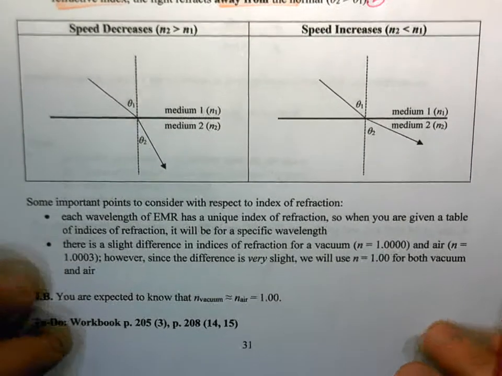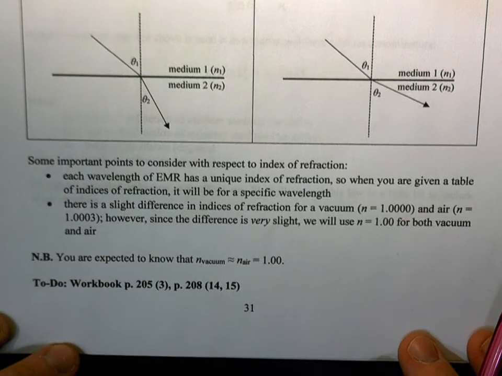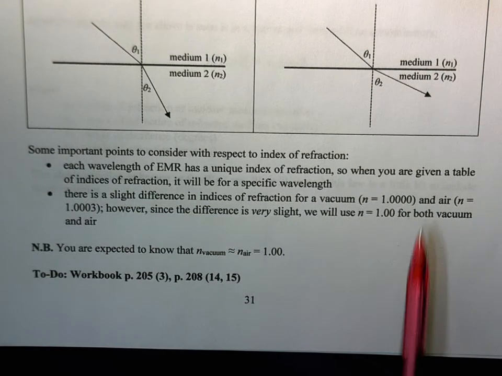The other thing is when we're talking about indices of refraction, usually when we quote, say, an index of refraction of 1.24 or 1.33, that's usually quoted for a specific wavelength of light. So if you're doing any experiments around indices of refraction, you certainly would like to talk about what wavelength of light you're using. The last little point is the index of refraction of vacuum is going to be 1, exactly.